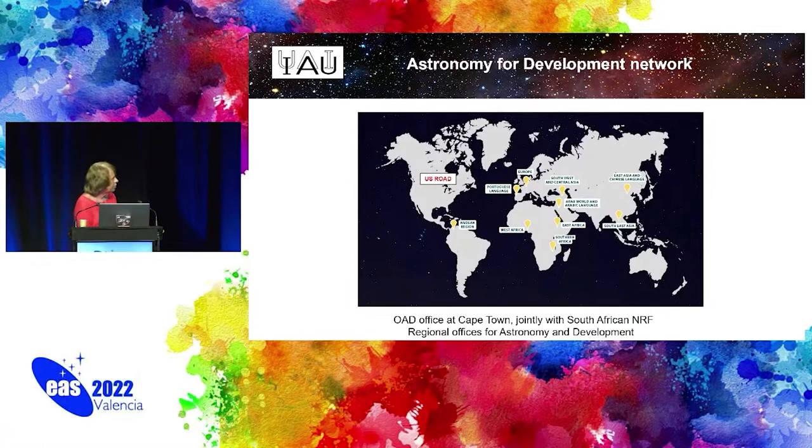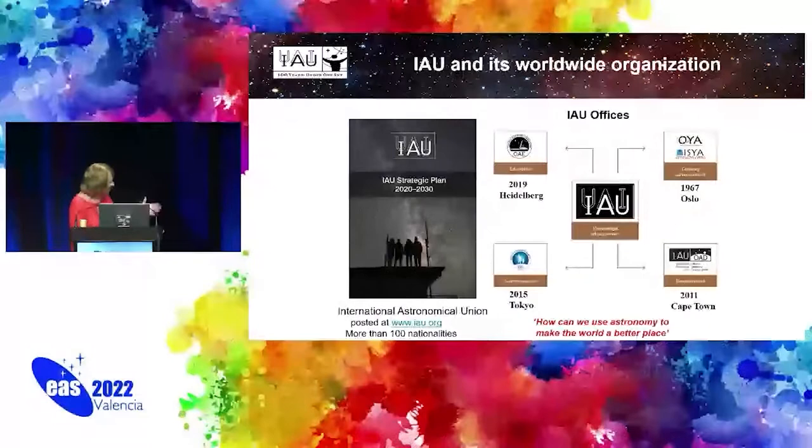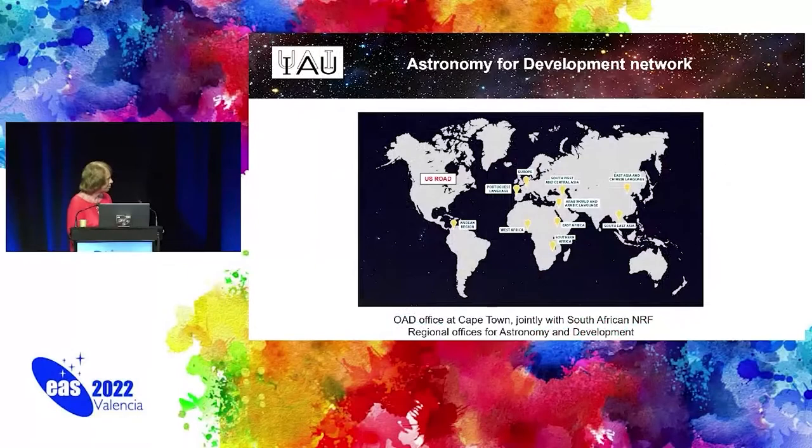And here you see them for the astronomy for development. So this is not development of astronomy, but this is really using astronomy as a tool for development in order to make the world a little better. As in the words of Kevin Govender, that you see, how can we use astronomy to make the world a better place? And one of these offices is actually in Europe.